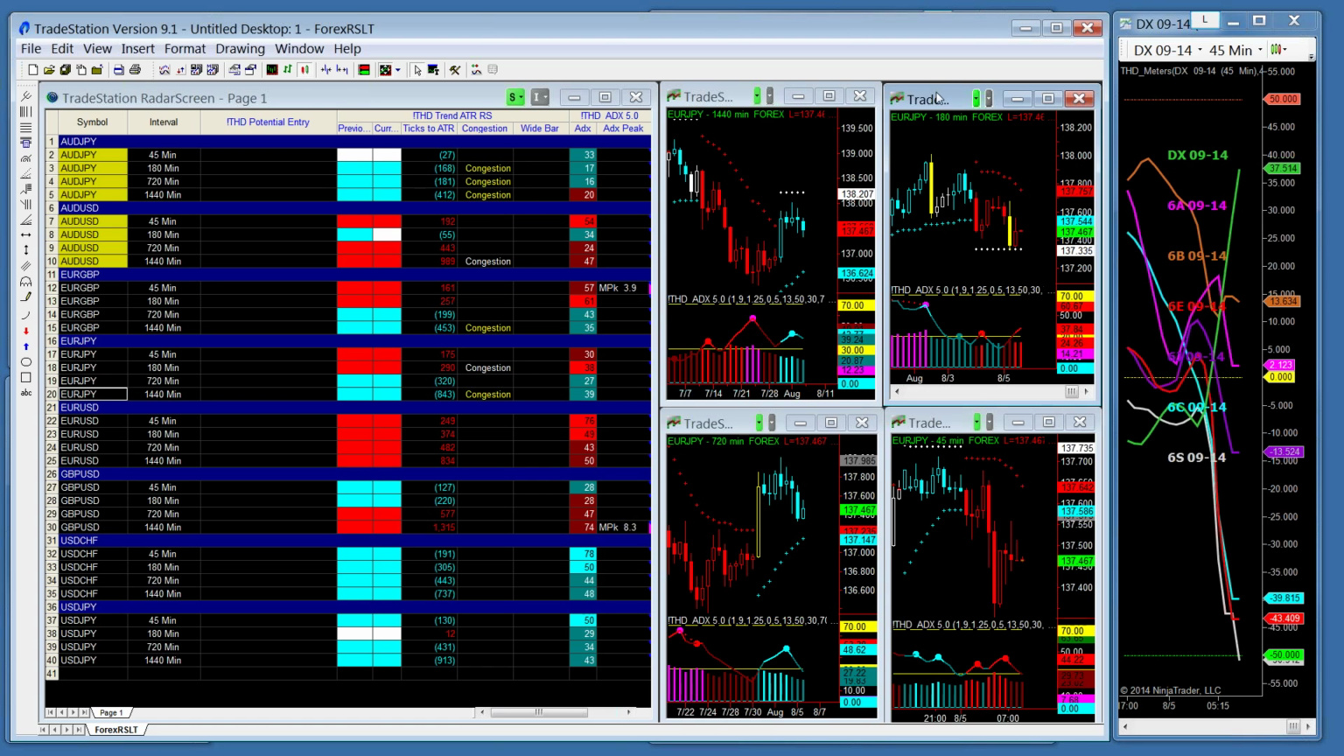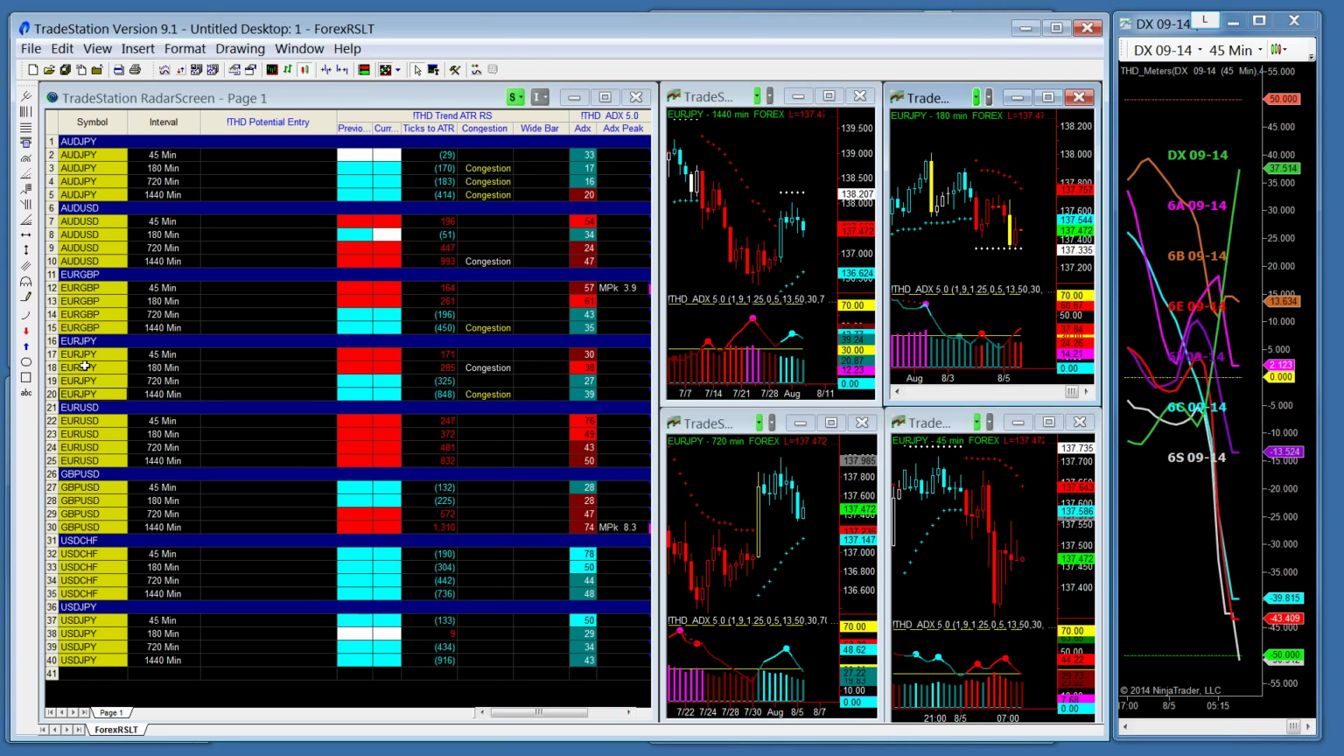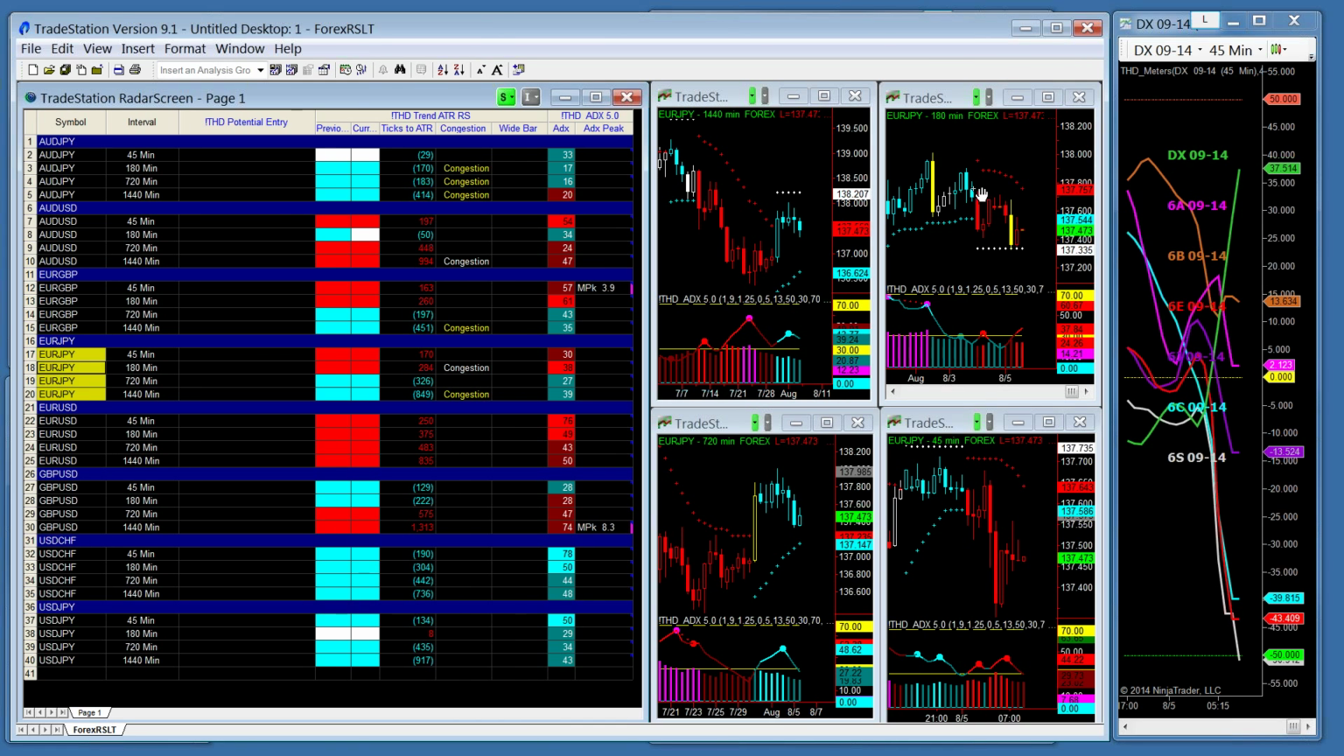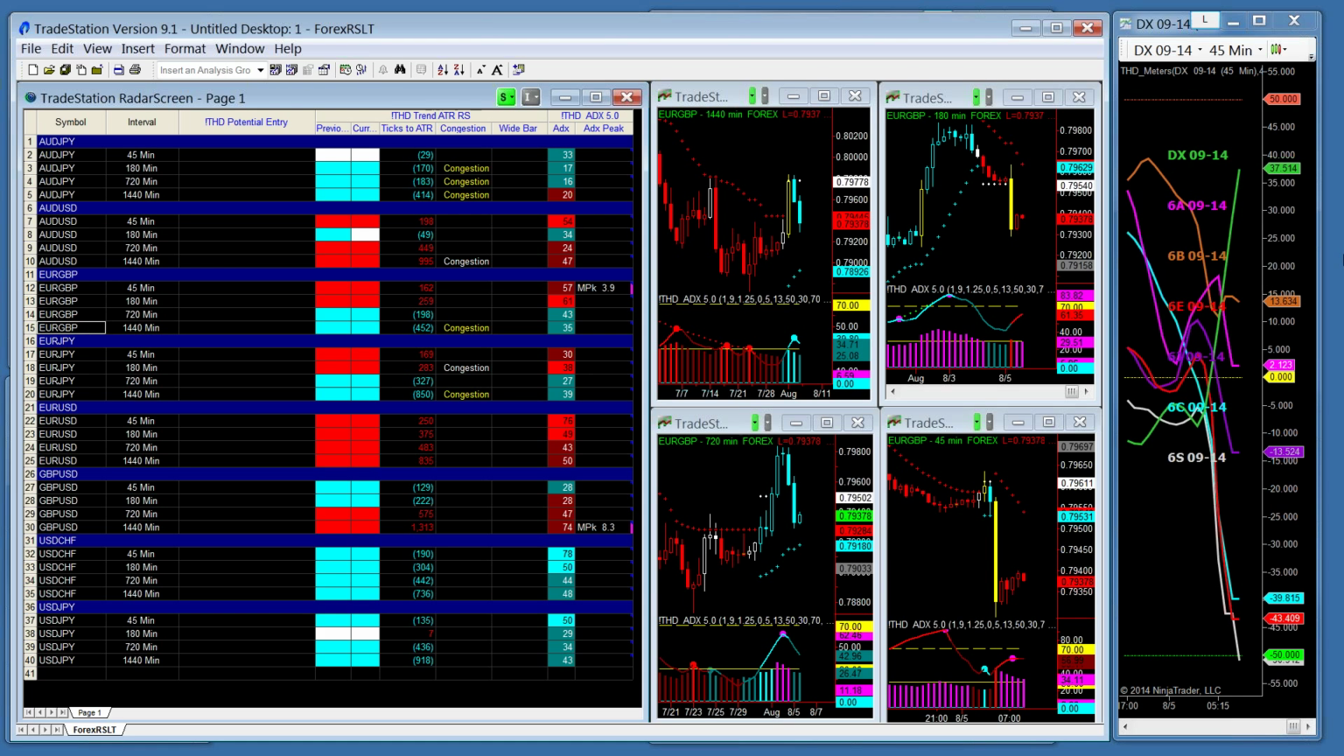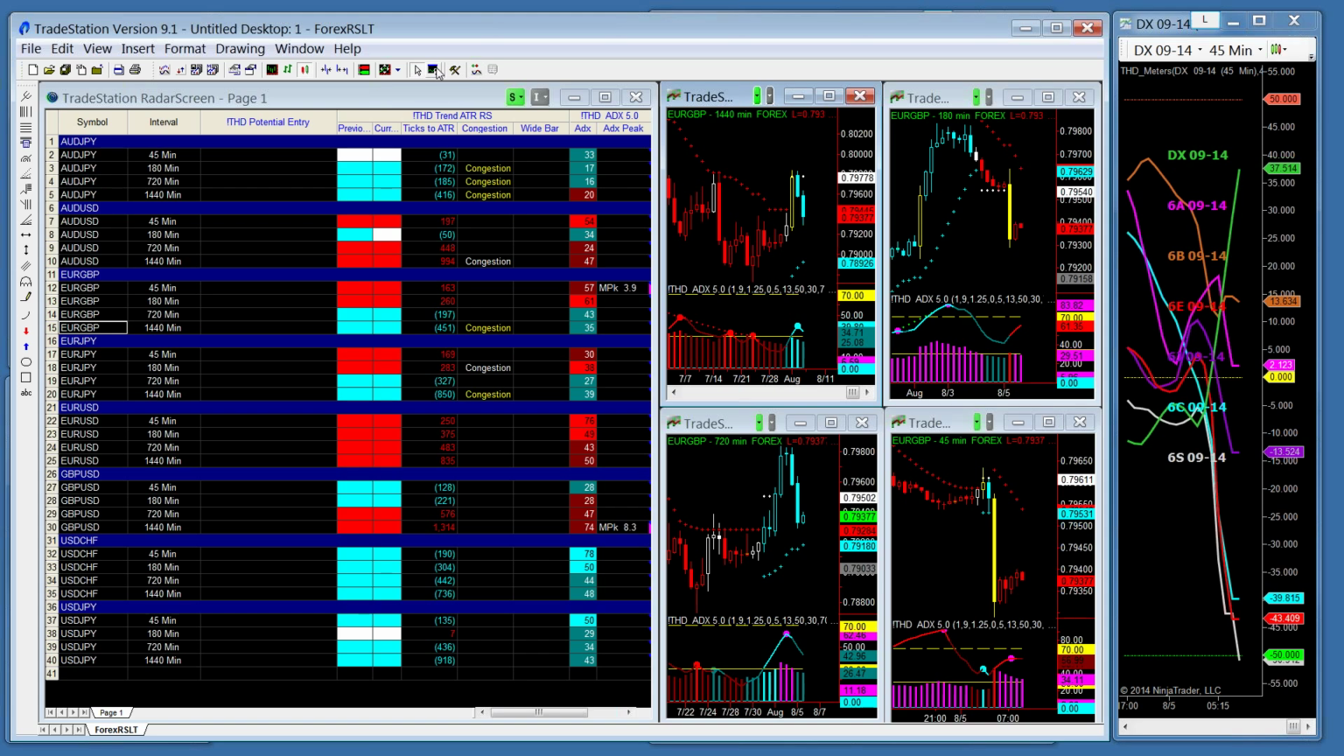Now that we went over the euro yen, we could also look at the 180-minute chart. Well, we are. I forgot I had it up there. The euro British pound, also you've got a row of congestion dots here, and this is one that you could have taken, probably yesterday.